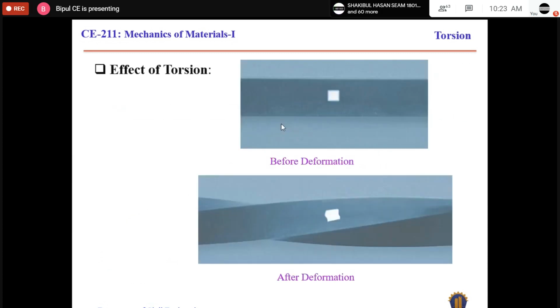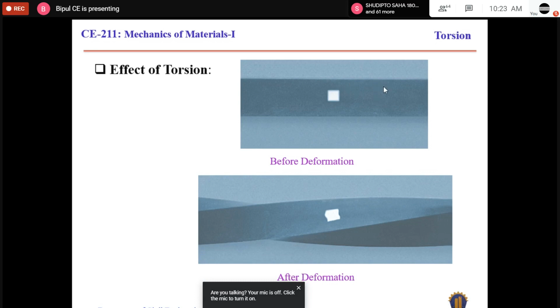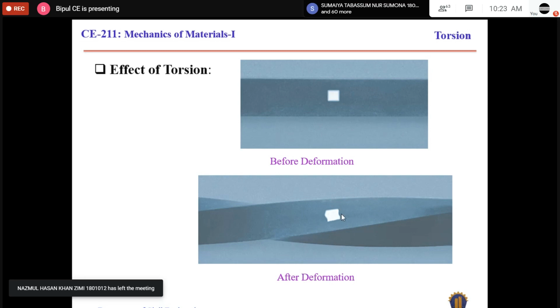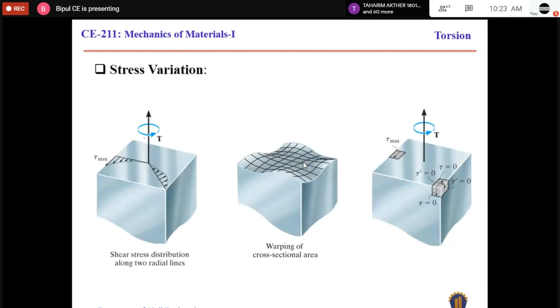And it is shown by another example. So if we draw a rectangle or if we draw a circle on the surface of the body before applying torque, and if we apply torque on this body, then after deformation, this circle has come to this form. Okay, so this is the variation of deformation for non-circular shape compared to the circular shape.